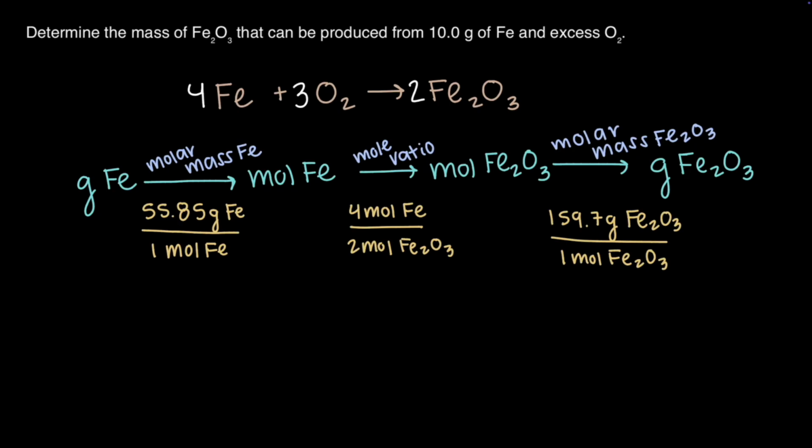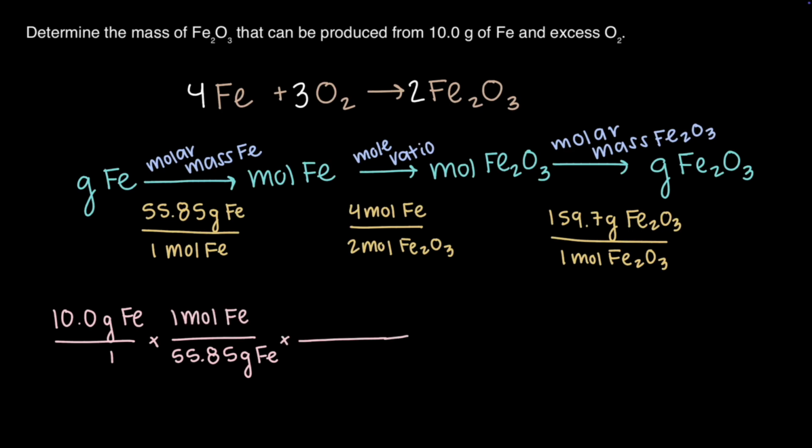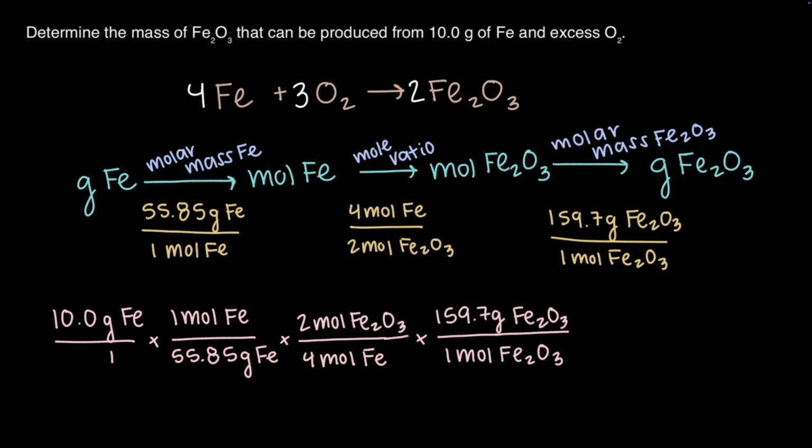Setting up all units to cancel, we start with 10 grams of Fe over 1. In the next fraction, 55.85 grams of Fe goes on the bottom and 1 mole of Fe on the top. In the next fraction, 4 moles of Fe goes on the bottom and 2 moles of Fe₂O₃ goes on the top. In the next fraction, 1 mole of Fe₂O₃ goes on the bottom and 159.7 grams of Fe₂O₃ goes on the top. Grams of Fe cancel, moles of Fe cancel, moles of Fe₂O₃ cancel, and we are left with grams of Fe₂O₃. Multiplying and dividing all values, we get 14.3 grams of Fe₂O₃.